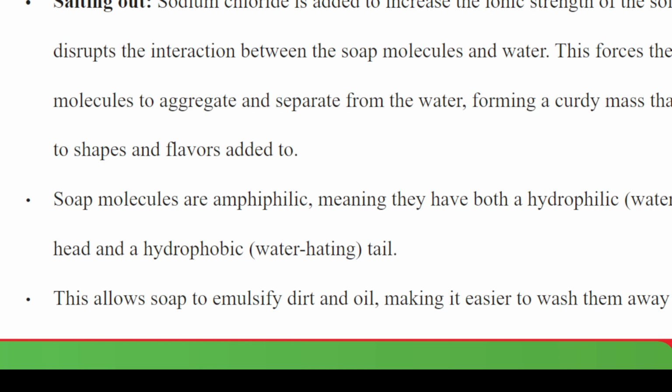Meaning what happens here is that the sodium chloride will increase the ionic strength of the solution, which will disrupt some interaction between soap molecules and water, meaning the soap will separate itself away from water. So this forces the soap molecules to aggregate and separate from the water, and they form something like a curd, and then you can press it into the shapes you want.